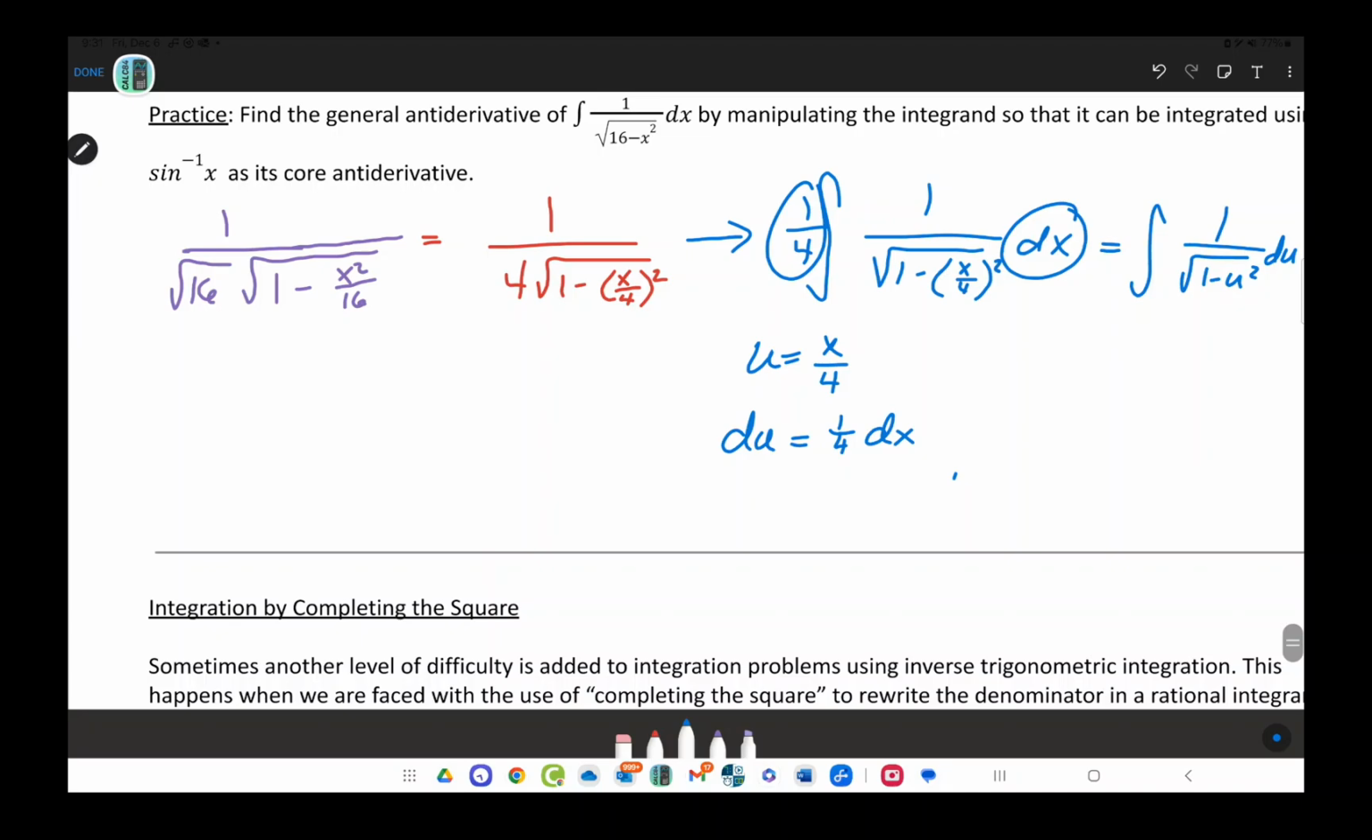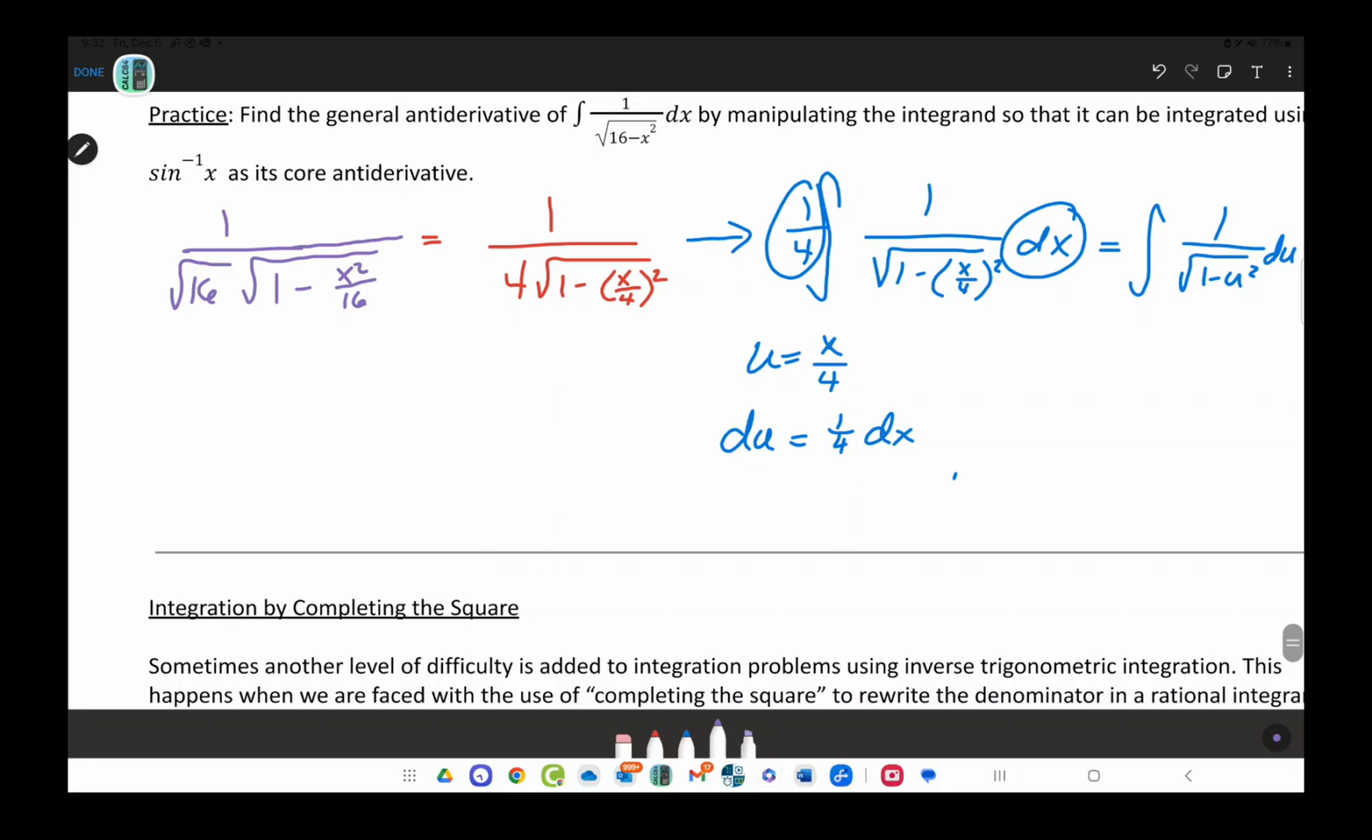What do we replace? U is x over 4, right? And we got rid of the 1/4 dx, replace that with du. Do we have to do that part or can we just plug it in? Yes, you have to write that out. You can't just plug it in. I need to know what you're doing.